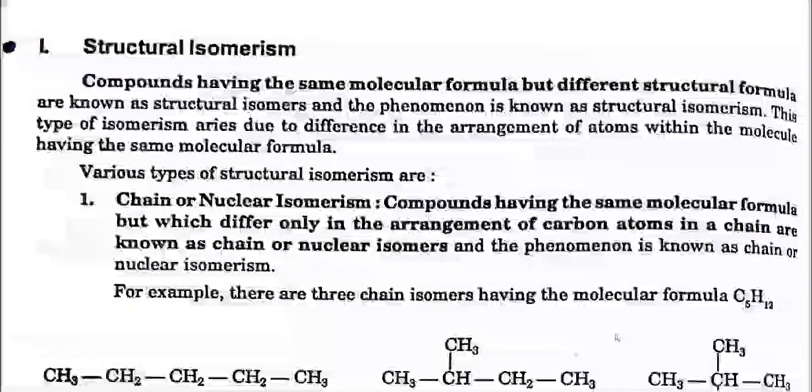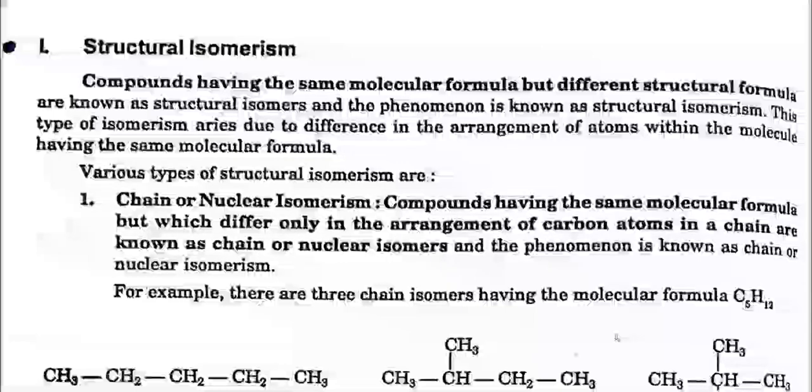Structural isomerism. Compounds having the same molecular formula but different structural formula are known as structural isomers, and the phenomenon is known as structural isomerism. This type of isomerism arises due to the difference in the arrangement of atoms within the molecule having the same molecular formula. Various types of structural isomerism are: chain or nuclear isomerism.